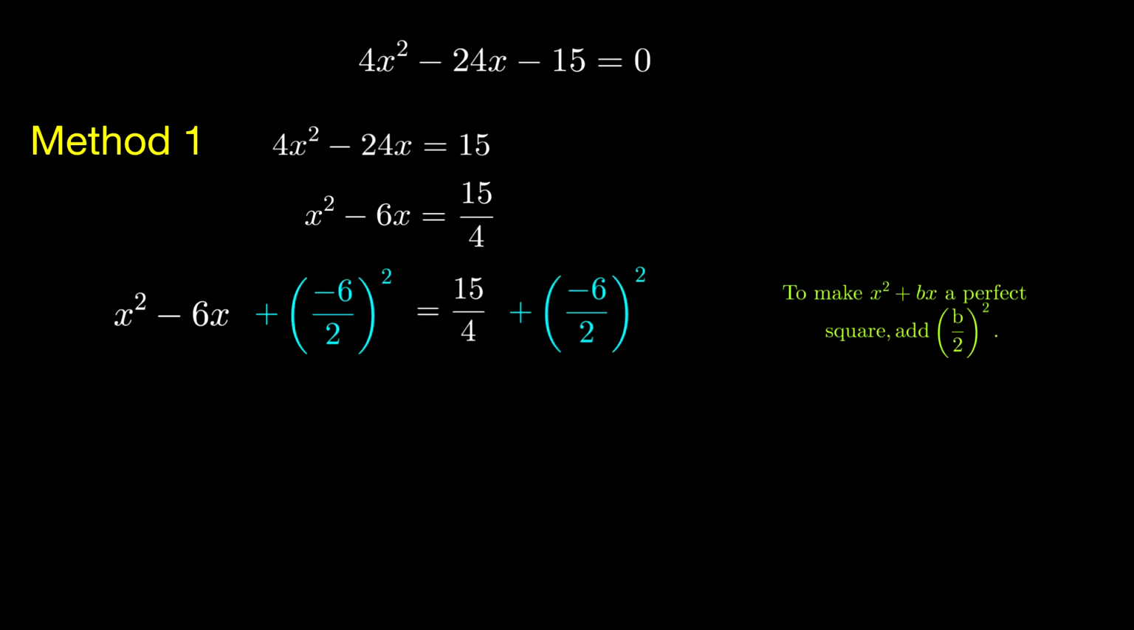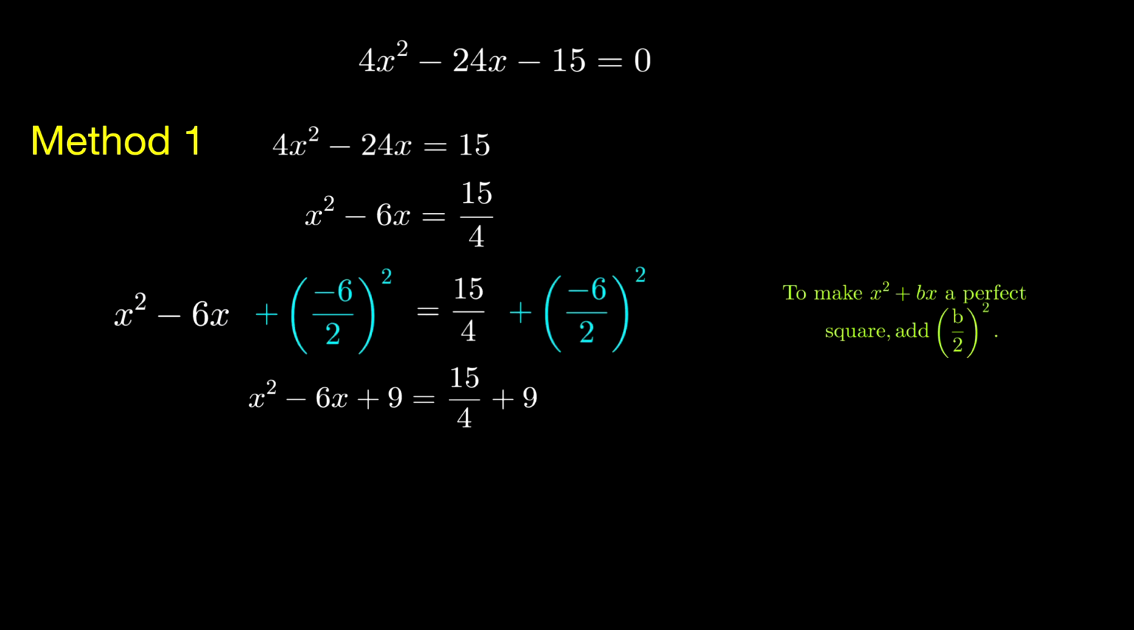But of course, we have to add the exact same thing on the right-hand side of our equation to keep the balance of the equation. Now, let's simplify this constant here. So negative 6 divided by 2 is negative 3. So if we square negative 3, we'll get positive 9. So we have here x squared minus 6x plus 9 equal to 15 over 4 plus 9.